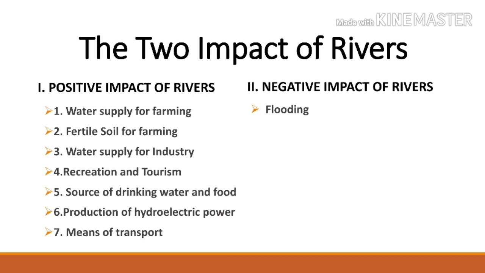Alright, before we end our lesson today, let's do a recap. Let's enumerate first the positive impact of rivers, then the negative impact of rivers. Alright, so what are the positive impact of rivers? Number 1, water supply for farming. Number 2, fertile soil for farming. Number 3, water supply for industry. Number 4, recreation and tourism. Number 5, source of drinking water and food. Number 6, production of hydroelectric power. And lastly, means of transport. That's number 7. And then the negative impact of rivers is flooding.